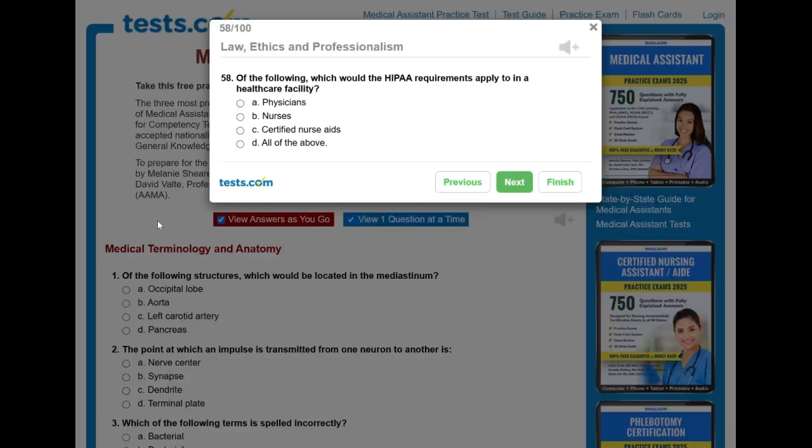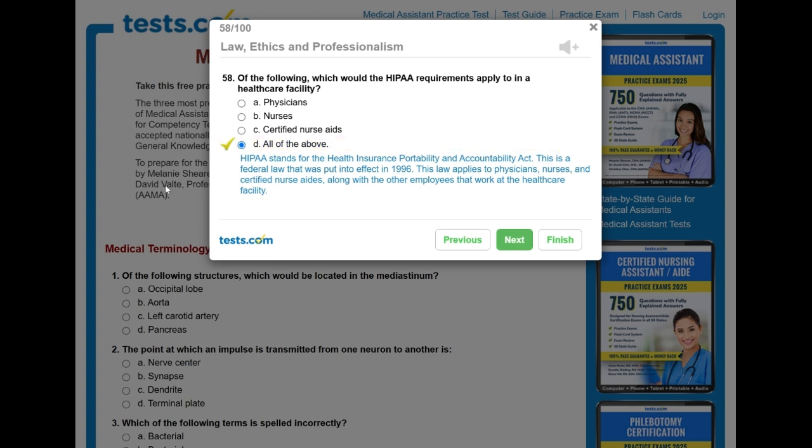Question 58. Of the following, which would the HIPAA requirements apply to in a healthcare facility? A. Physicians. B. Nurses. C. Certified nurse aides. D. All of the above. D. All of the above.